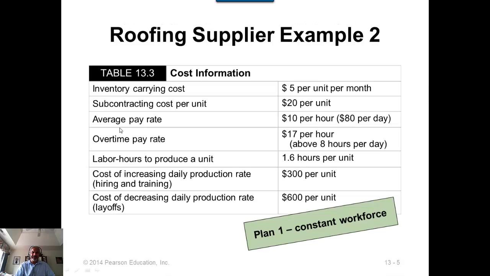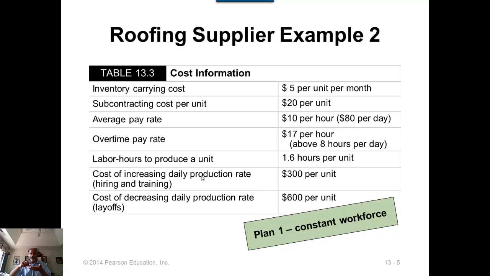Now given these costs: inventory carrying cost is $5 per unit per month, subcontracting cost, average pay rate, this wage, $10 an hour, so $80 a day, overtime rate above 8 hours. Now labor hours to produce a unit is given as 1.6 hours per unit. This is a very important number that you have to understand. Labor hours is also called standard hours. This refers to how many units of labor are needed to produce 1 unit of the product. Okay, that's very important.